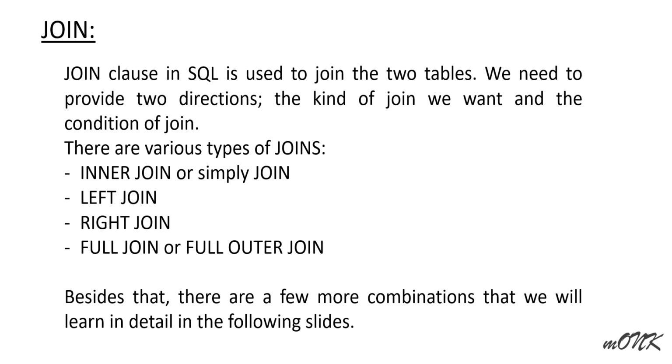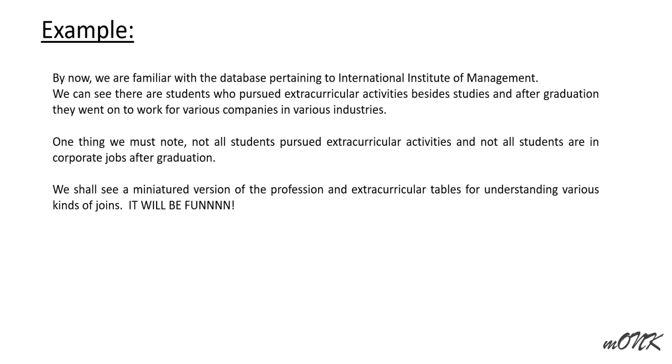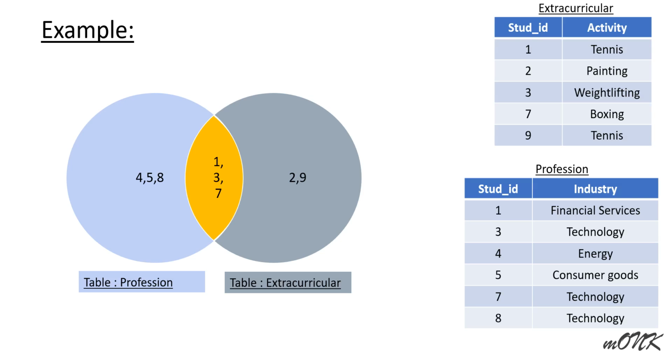So by now, we know that the students pursued extracurricular activities during their school days and went on to work for various companies after graduation. So we shall use a miniaturized version of the profession and extracurricular tables to understand the concepts. It will be fun. If we look at these two tables, we have just two columns in each of them, the extracurricular table and the profession table. Since these are very small tables, we can see the entire record, and each table contains the records of some students.